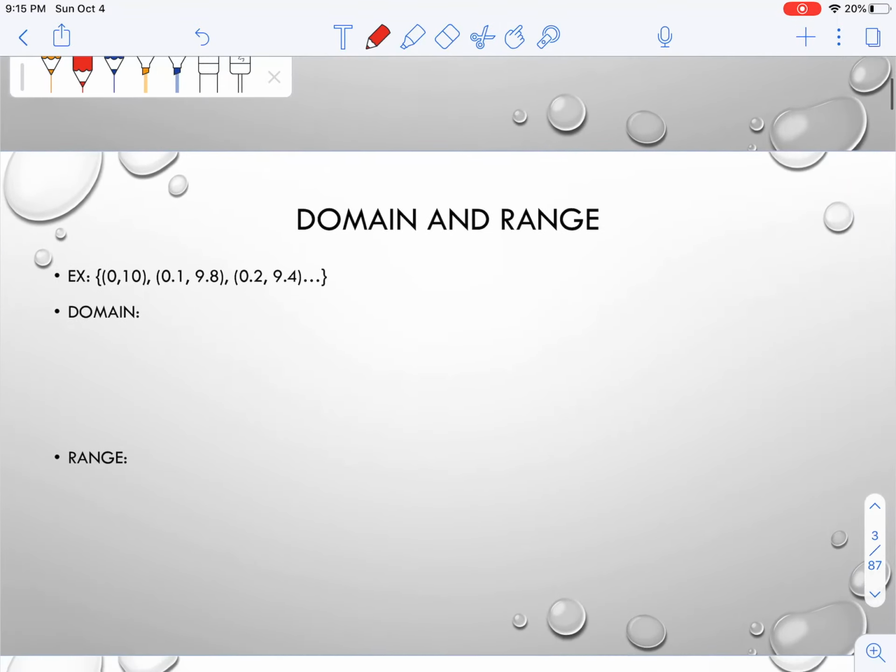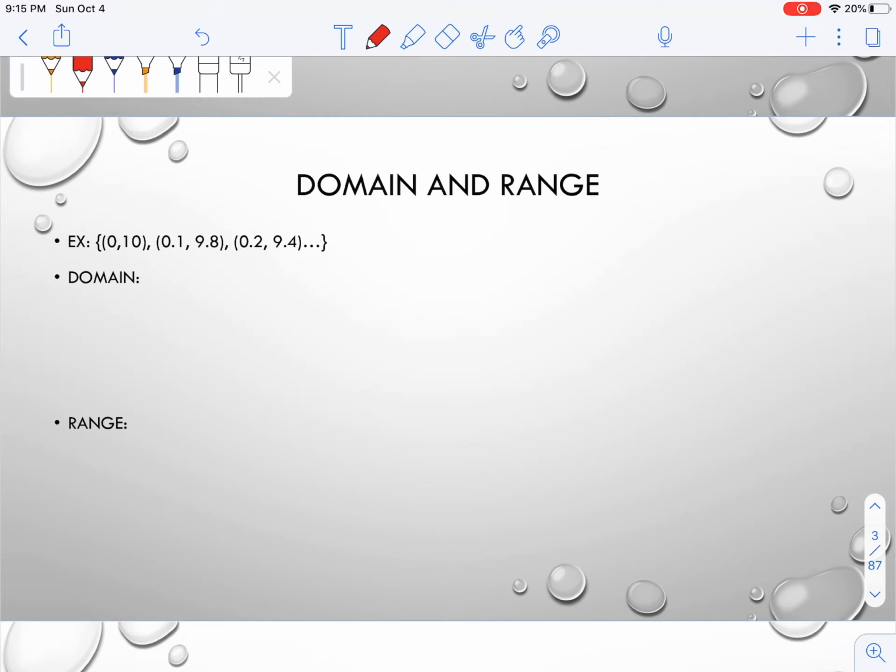Right. When we talk about domain and range, when we talk about domain, we're looking at essentially all of our input or x values, and for the range, we're looking at all the output or y values. Okay. Remember that everything is alphabetical. Domain comes before range, input comes before output, and x comes before y.